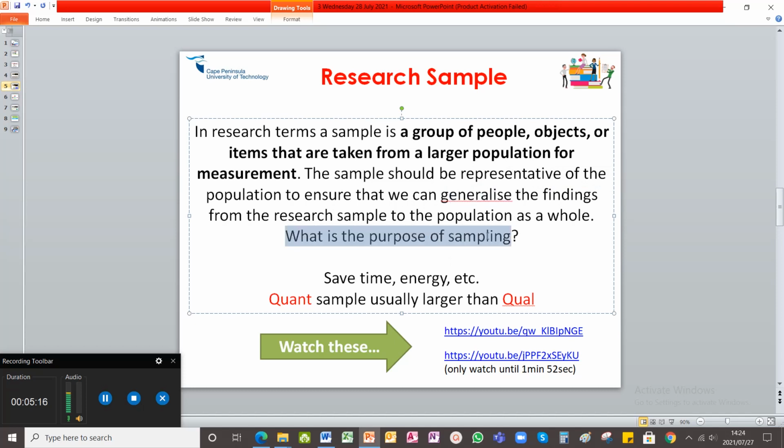So the purpose of sampling is to save time and energy. For quantitative, the sample is usually larger. And for qualitative, the sample is usually smaller.